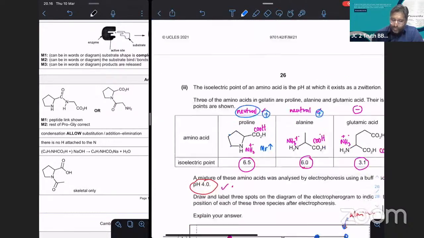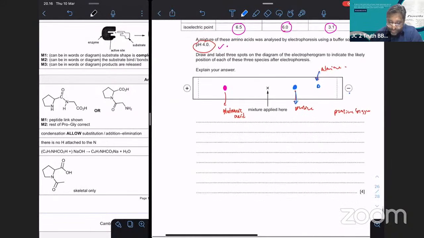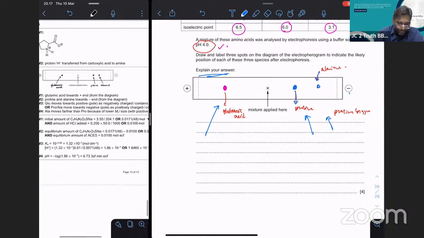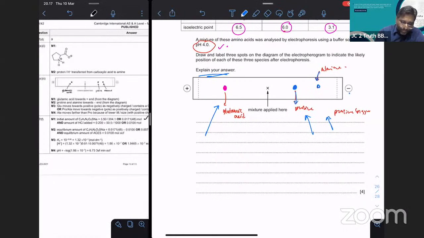There are a few things that you need to mention. What happens over here? Explain your answer. Why glutamic acid goes to the positive, why this one goes here, and why there is separation because of the Mr. All this you can refer to in the marking key over here. Glutamic acid will go to the positive end. Then proline and alanine will go to the negative end. This part is already done, and you will get 2 marks for that.